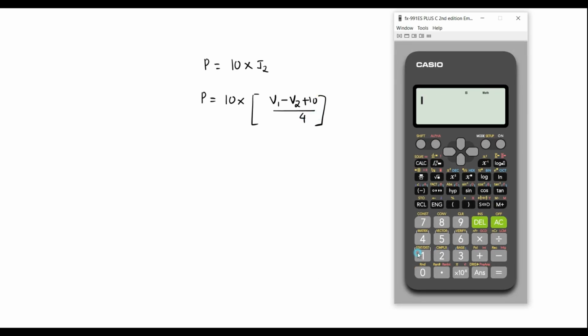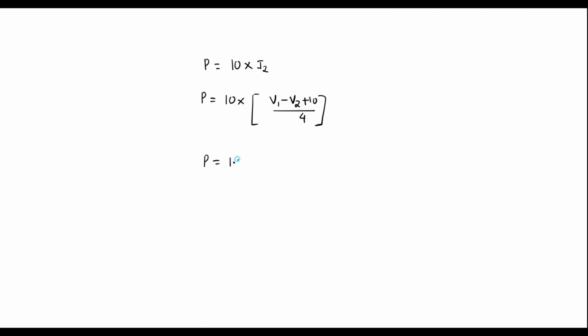Again go to the complex mode. So here we have V1, V1 is minus 11.03, minus V2. V2 is minus 1.724, so plus 1.724 plus 10, all divided by 4, and we multiply this value by 10. So it gives 1.735. Therefore, the power supplied by the 10 volt source is 1.735 watts.